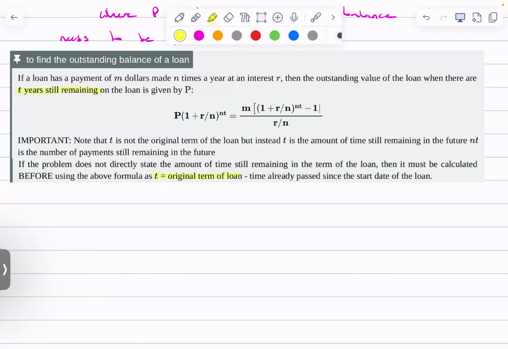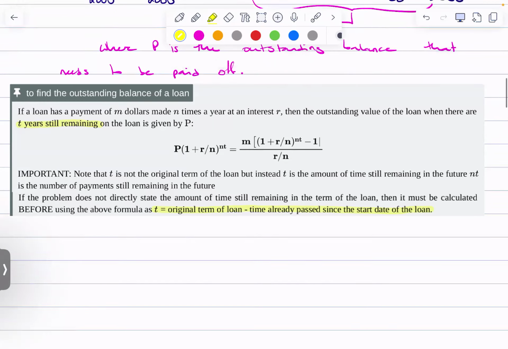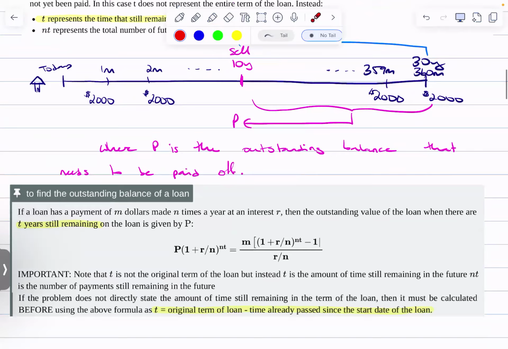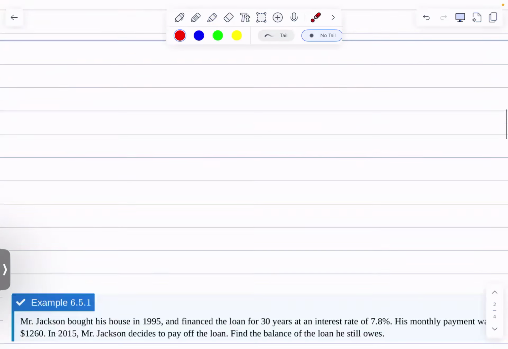Often you'll have to calculate T, which is the original term of the loan minus the time that's already passed since the start date of the loan, which I think you can see quite clearly. If you buy a house today and then you sell it in 10 years from now, then you need to pay off 20 years worth of payments in a lump sum. Okay.